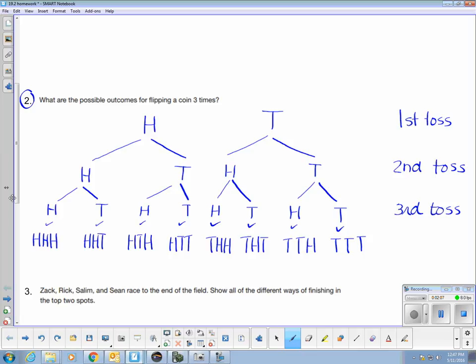So using the counting principle, there are 2 outcomes for the first toss, 2 outcomes for the second, 2 outcomes for the third. So 2 times 2 times 2 is 8 different outcomes.